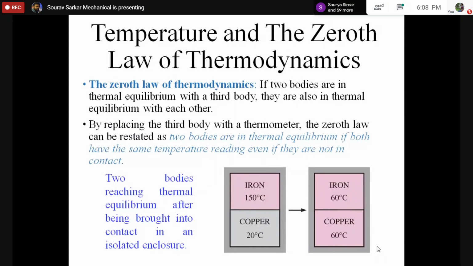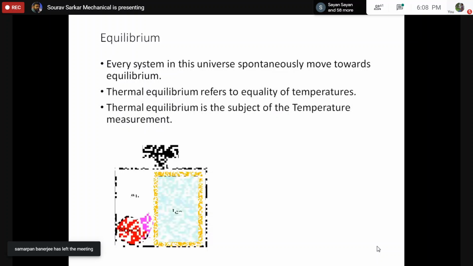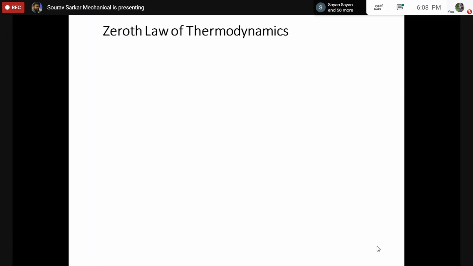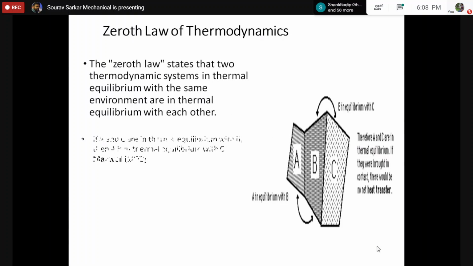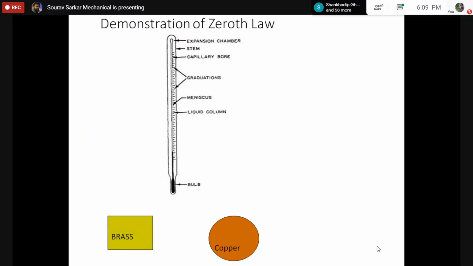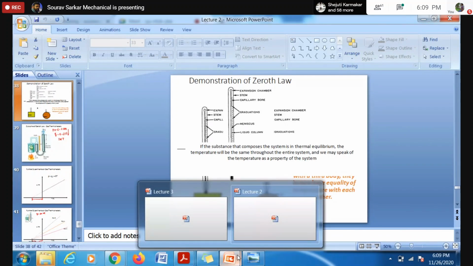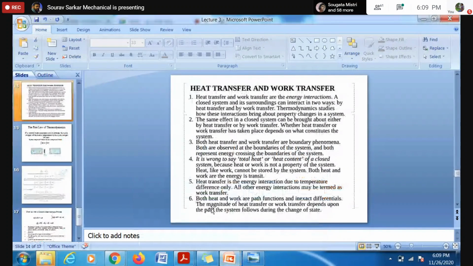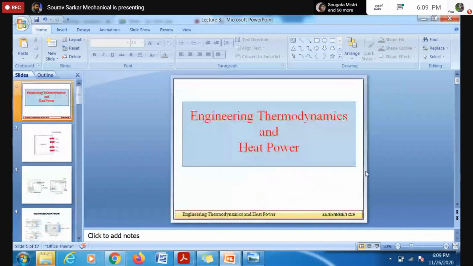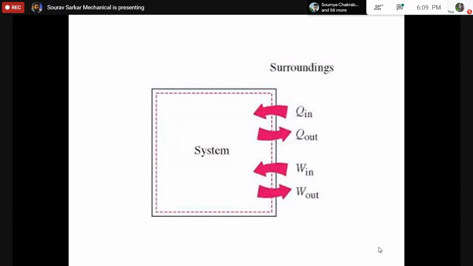Then we discussed the zeroth law of thermodynamics, and based on that there are some illustrations. So these are the basic definitions. Hopefully you have read those topics, and we are entering the next part, which is basically the energy interaction. In this section, we will be discussing the different types of energy interaction of the system with the surrounding.